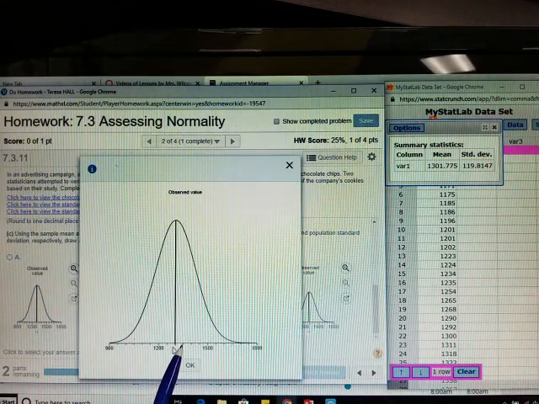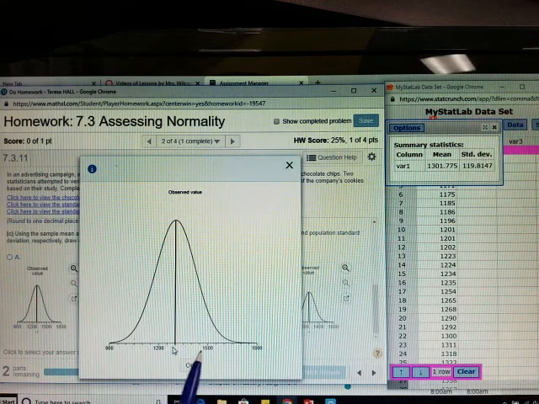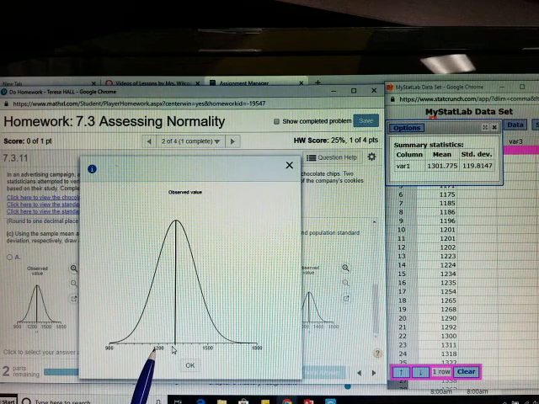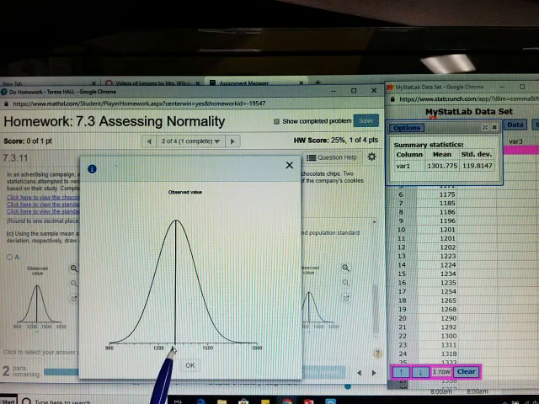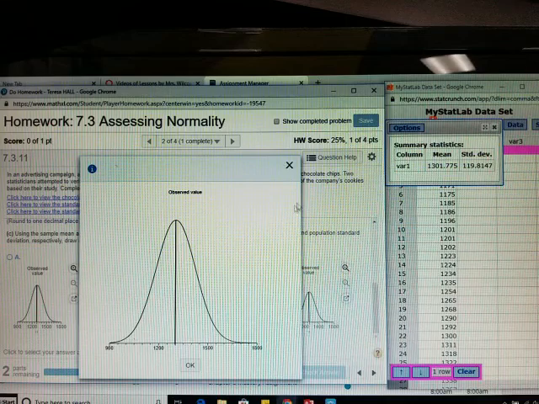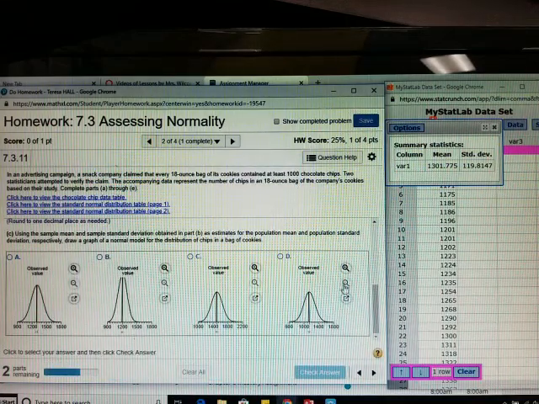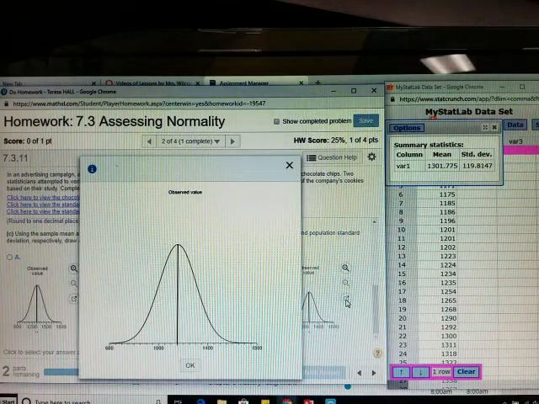That's 1, 2, 3, 4, 5, 6 boxes to get there. 6 boxes to go 300. Well, that would mean every 2 boxes would be another 100. See, that would be 1300, 1400, 1500. That right there looks to me just a little bit shy of 1300 or right on 1300. Let me go take a look at this other graph and let me see what we've got here.